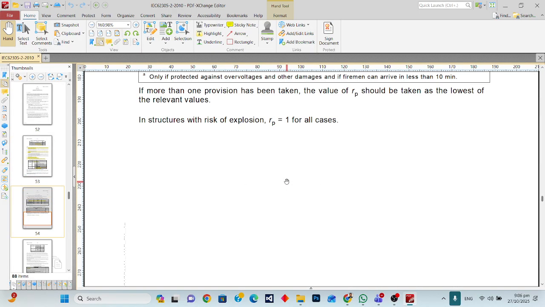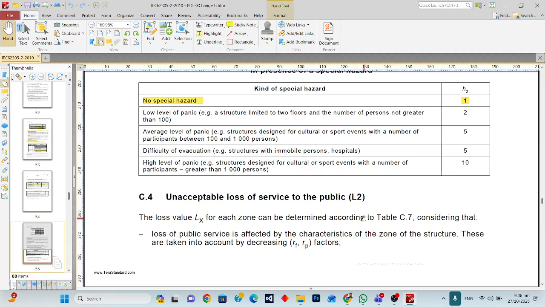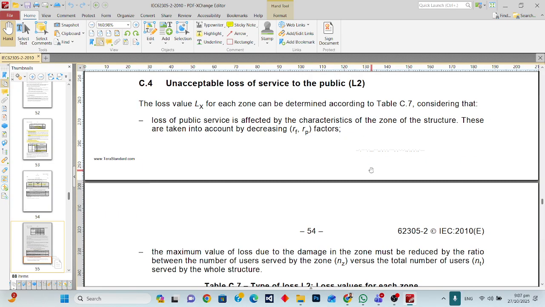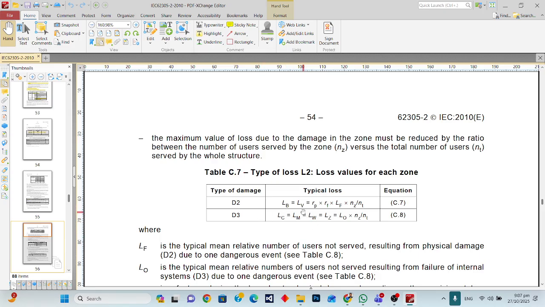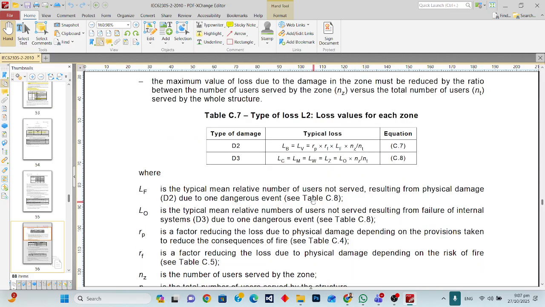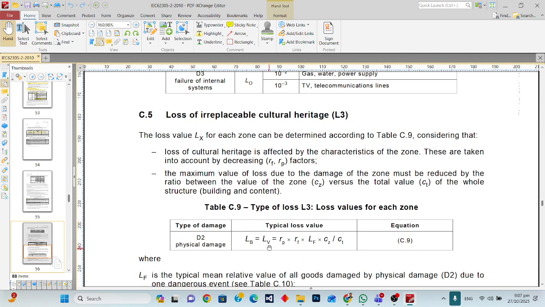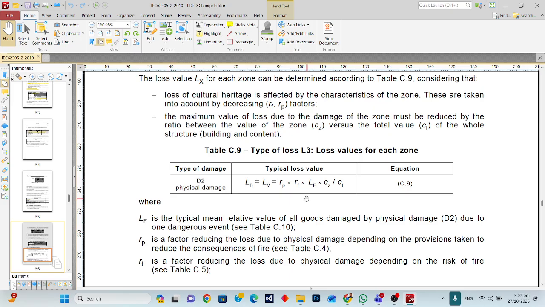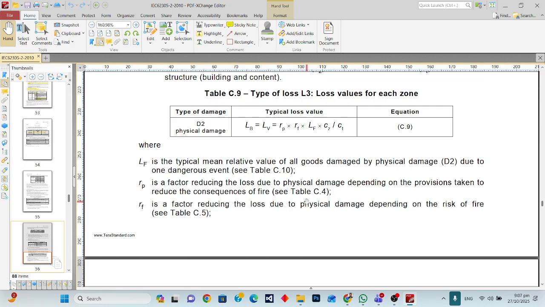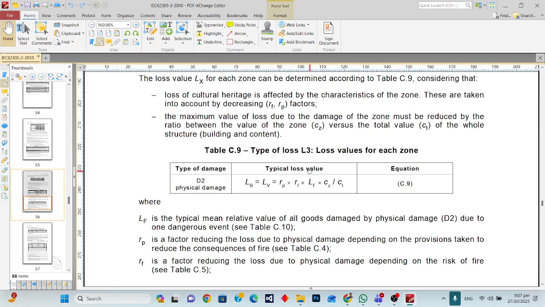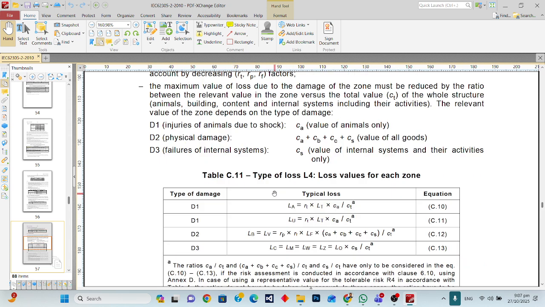Now we have the second loss, which is related to service to the public, L2. For L2, we have these formulas: LB is equal to LV, and LC is equal to LM is equal to LW and LZ. These are the formulas used for the loss L2 calculation. And for L3, which is cultural heritage, we use these loss formulas. Things are the same, like RZ, but something will change, and that's why I want to inform both of you about these formulas. And for the economic loss, we will use these formulas: LA, LU, LB.